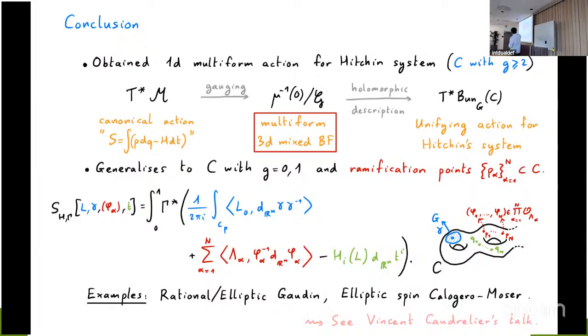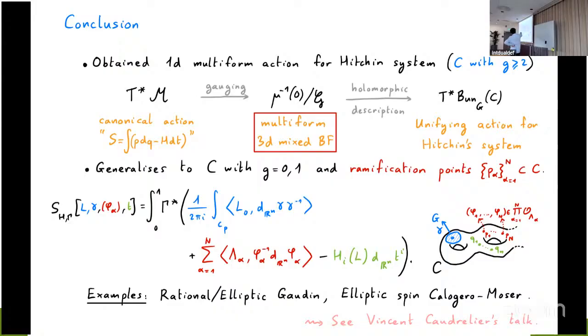So this we need to do for genus 0 and 1. If the curve has genus 0 or 1, you don't have enough. The space of bundles is too trivial. So we need to add marked points to get non-trivial Lax connections, Lax matrices. So we add some marked points, and we extend the phase space at these marked points by adding co-adjoint orbits of the action of the group G at those points on the curve.